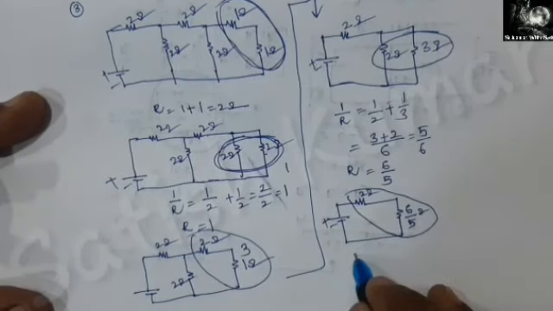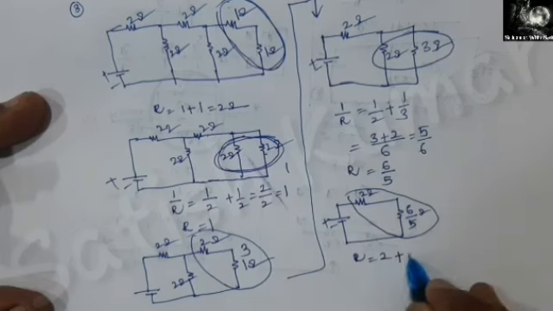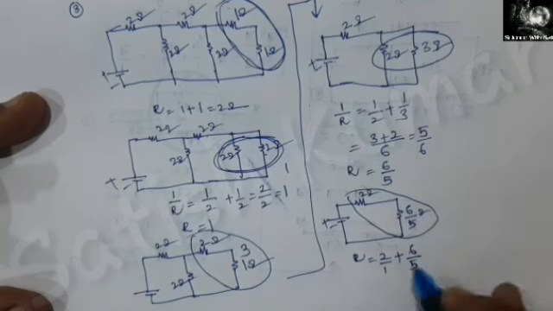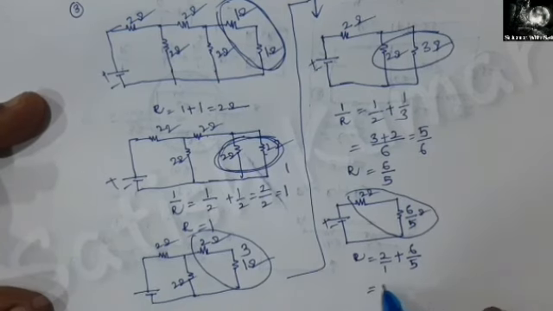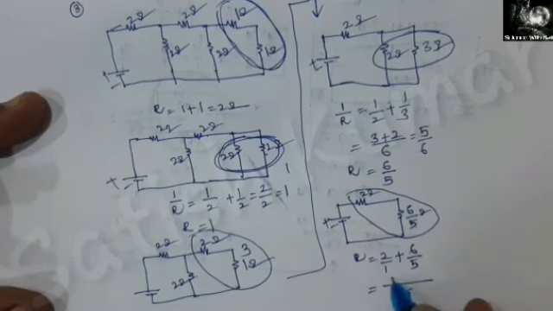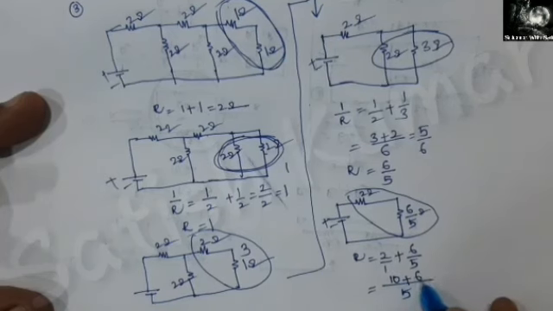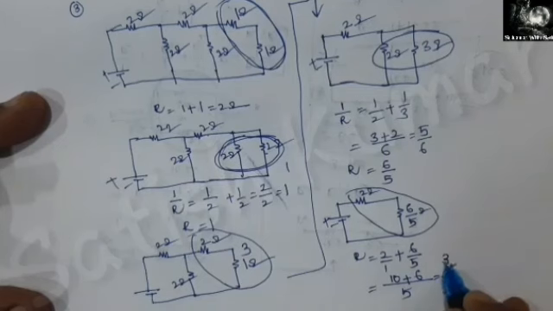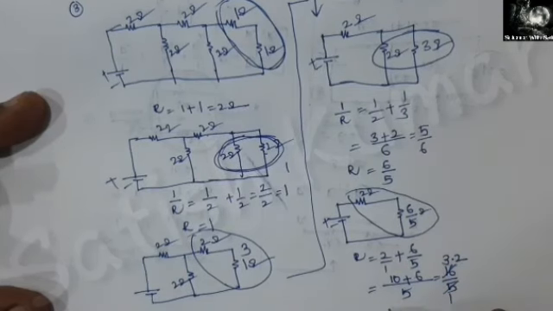So, R is equal to 2 plus 6 by 5. 2 can be written as 2 by 1, so I can take the LCM as 5. 1 5 is 5, so it is 10 plus 6 is 16 by 5. 5 3s are 15, remainder 1, so R is equal to 3.2 ohms.